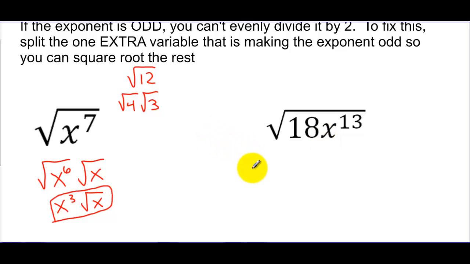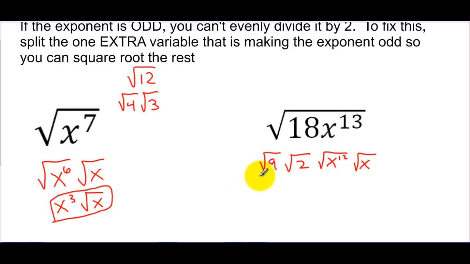Okay? Same thing with the second example. Here's how I'm going to break this up. I'm going to say the square root of 9 and the square root of 2, because 9 times 2 gives me the 18, and 9 is a perfect square. I wouldn't use a 6 and a 3 here. That wouldn't make sense. Okay? And then I'm going to take the 12 of these 13 that I can square root, and then just leave that extra one underneath the radical.